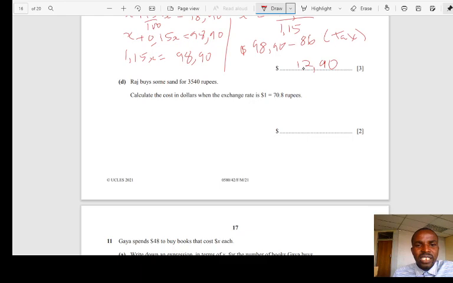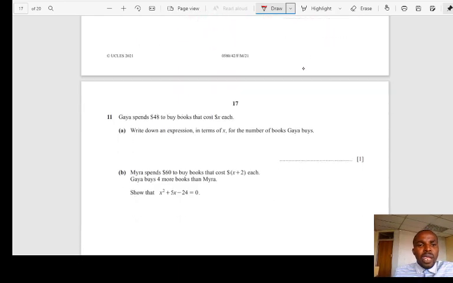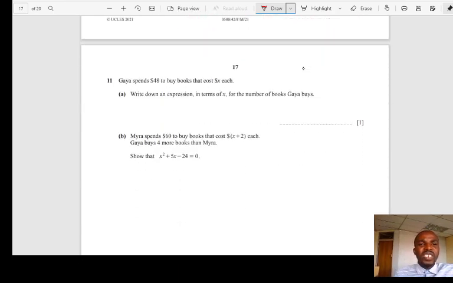Calculate the cost in dollars when the exchange rate is $1 to 70.8 rupees. What you do here is, he buys some sand for 3540, and we want the cost in dollars, given that $1 is 70.8 rupees. So this one just divide. 3540 divided by 70.8, you get $50. Done.